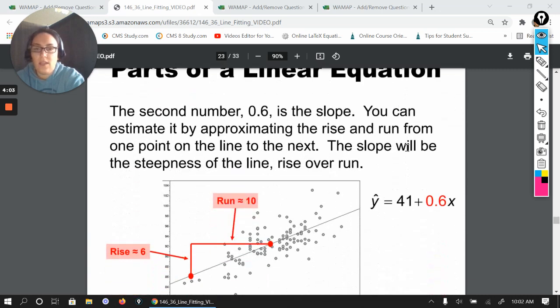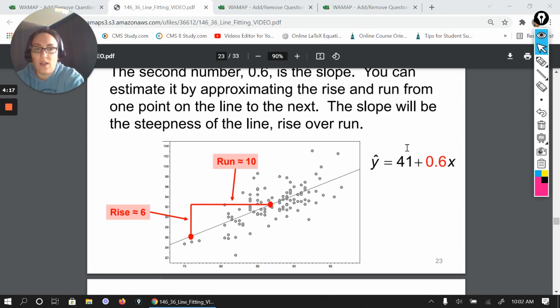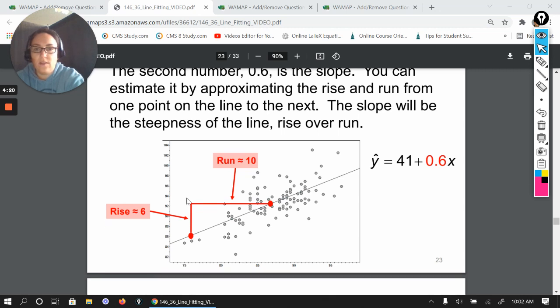The second number, 0.6, is the slope. You can estimate it by approximating the rise and the run from one point on the line to the next. The slope will be the steepness of the line, rise over run. 6 divided by 10 is 0.6.